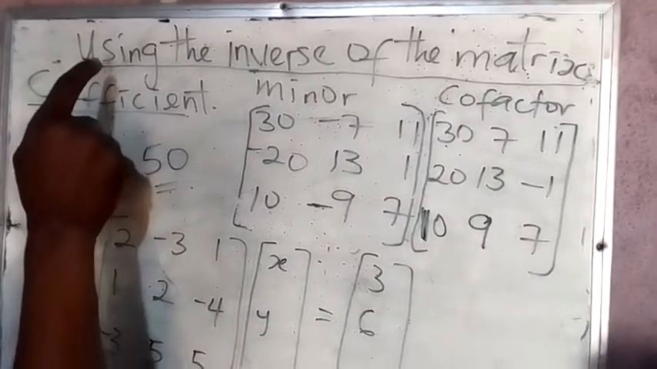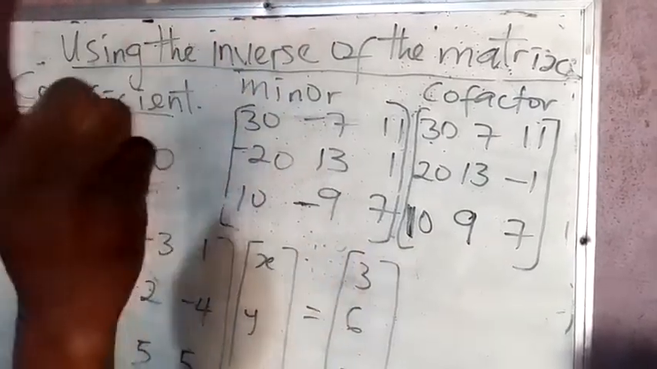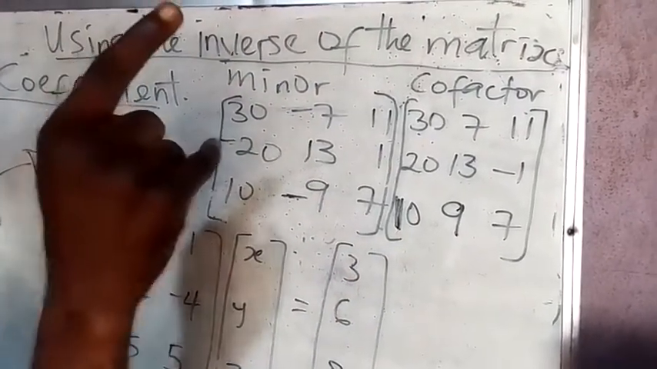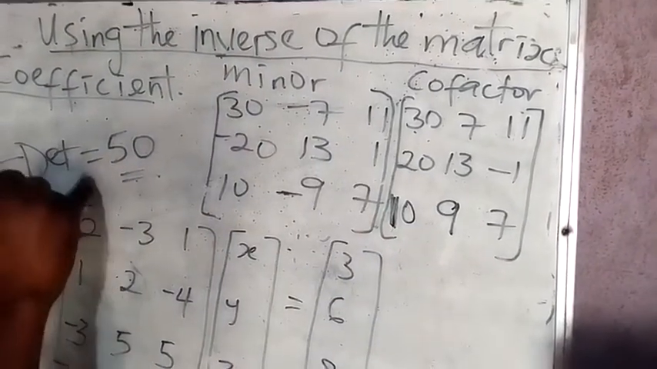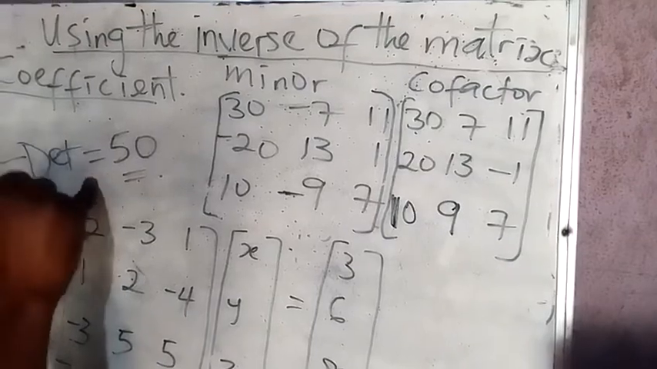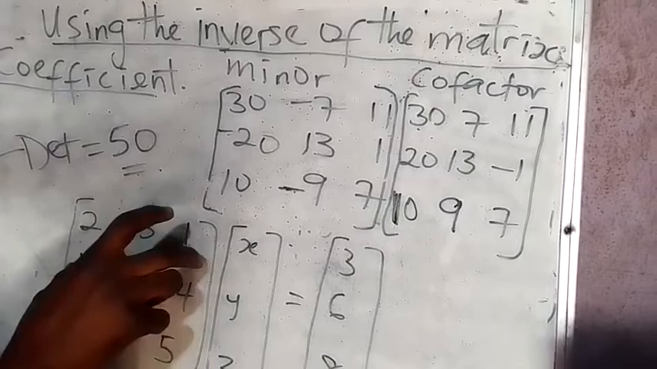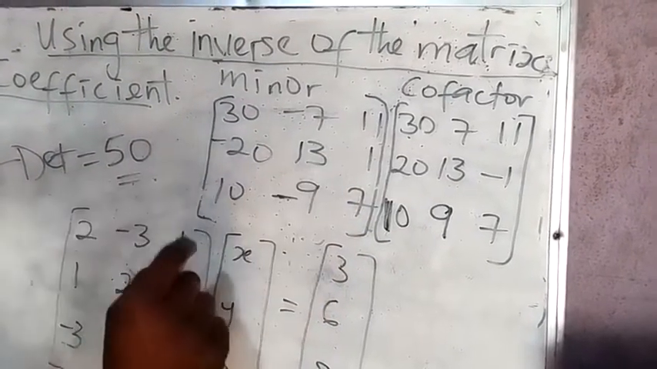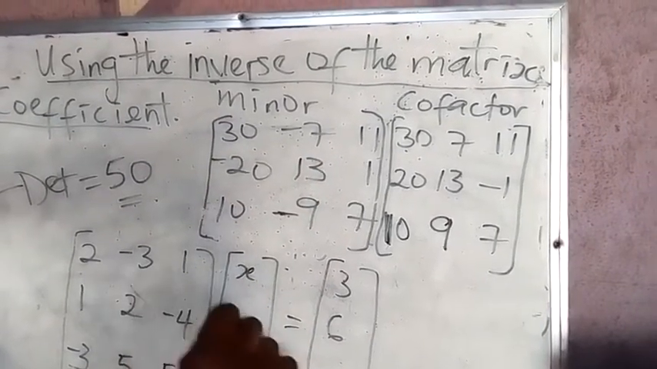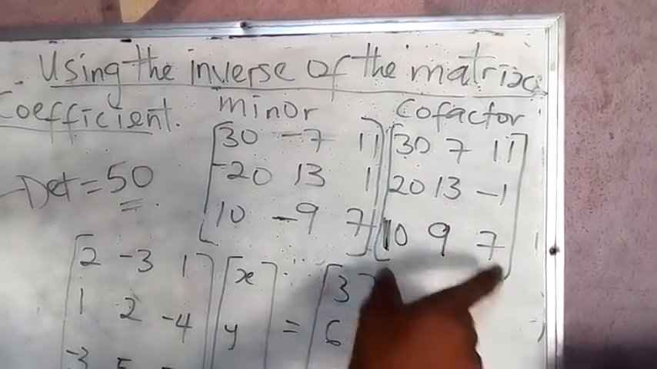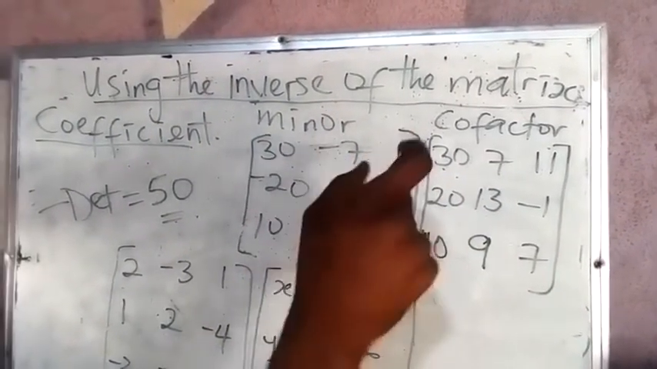Don't forget we are using the inverse of the matrix coefficient, and we have done it. How do you do the inverse of the matrix 3 by 3? Number 1, you find the determinant. The determinant is 50. If you don't know how to do the determinant, go and check my previous video. Number 2, you find the minor. So the minor of this is this. If you don't know how to find the minor, check my previous video. Third one is cofactor. So this is a cofactor for this. If you don't know how to do the cofactor, check my previous video on how to do the cofactor for 3 by 3.